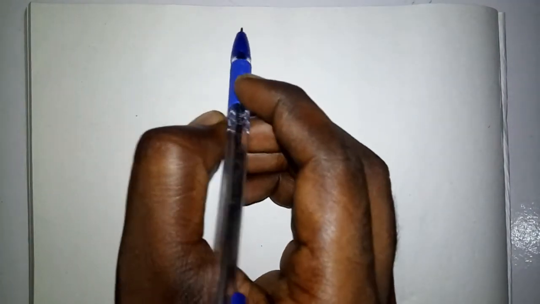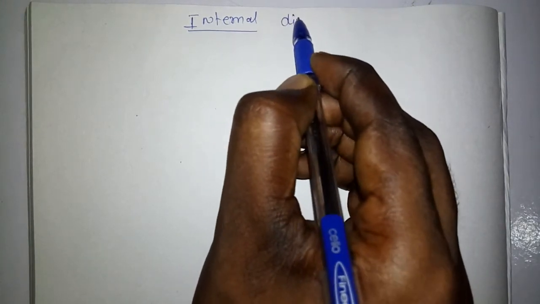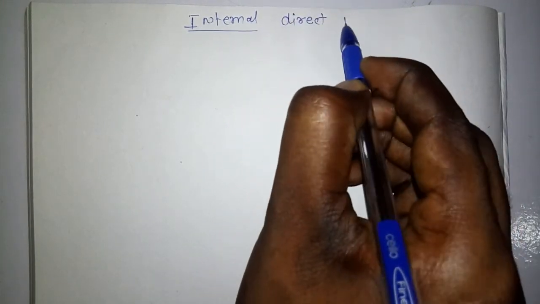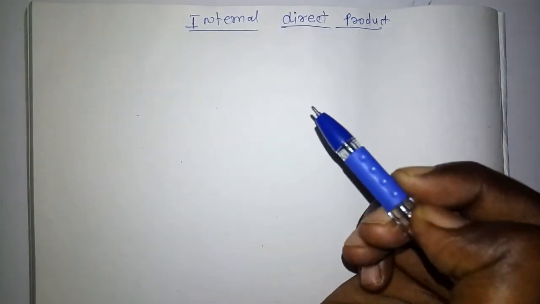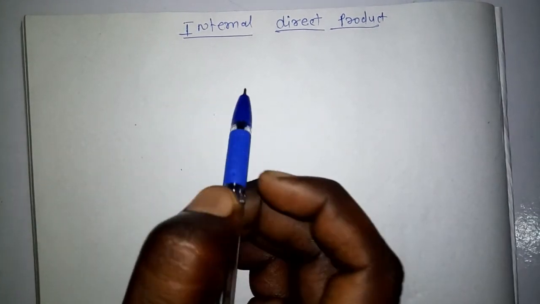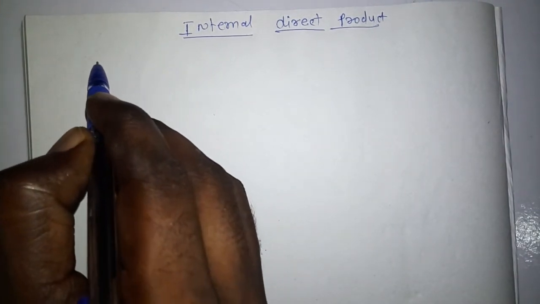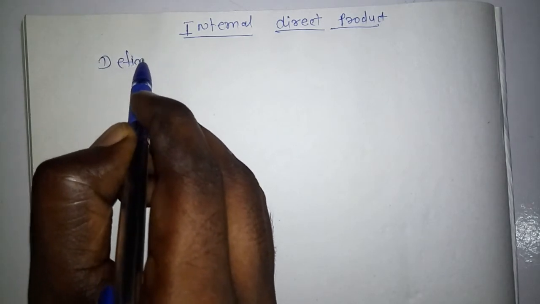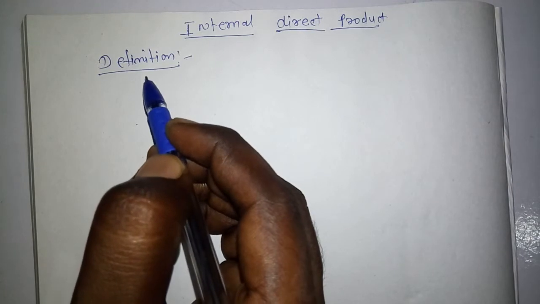topic students. Okay, our topic is internal direct product. Okay students, now let's see what is this internal direct product. Definition students. Definition. Okay, see here.